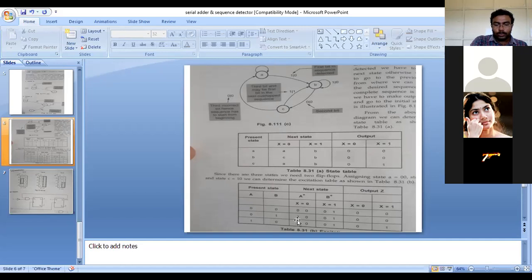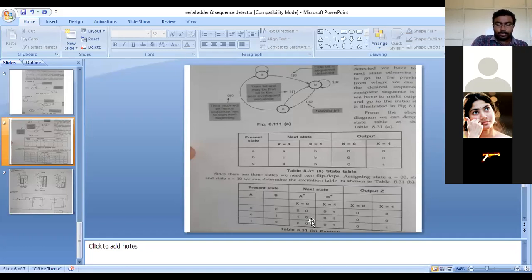Also here you can see that we have 3 states A, B, C, and they are denoted by 0 0, 0 1, 1 0, students. Wherever I see state A, they have considered 0 0. Wherever I see B, they are considering 0 1. Wherever I see state C, they are considering 1 0. That is what they have taken.